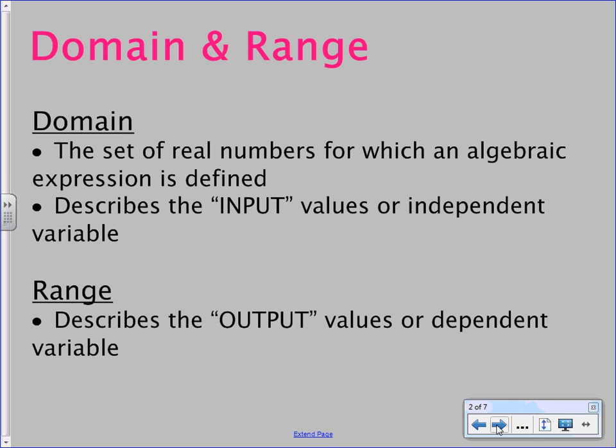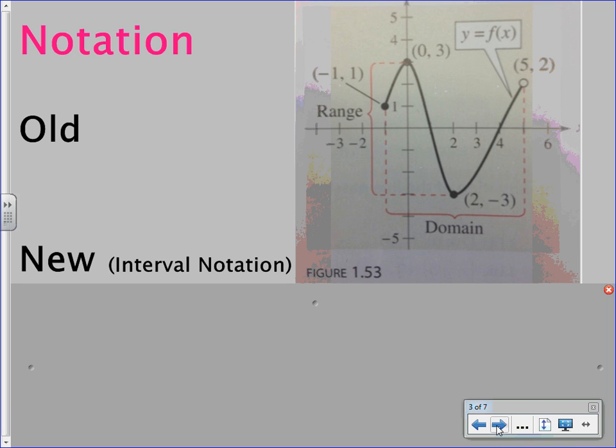Okay? You've done domain and range before. What we're going to do is change the notation a little bit. So we're going to be working with a new notation. Let's look at this graph. First of all, I want you to notice that this is a closed circle. This is an open circle. So that's going to affect how we notate things. So first of all, let's talk about our domain.